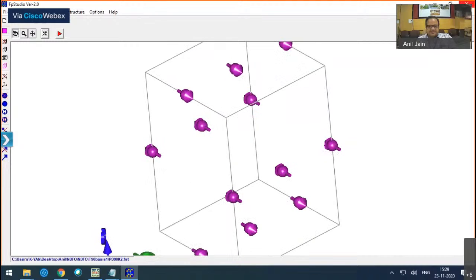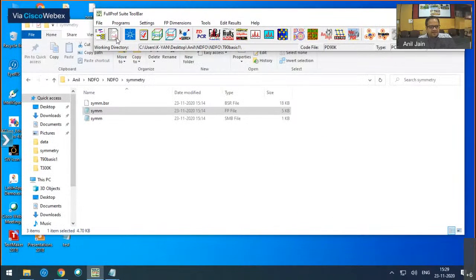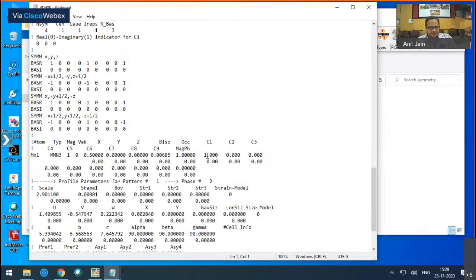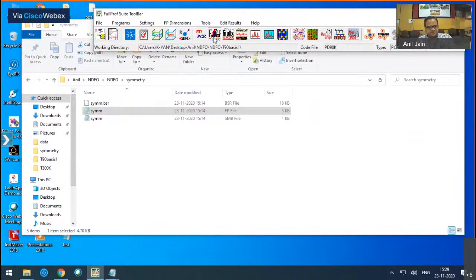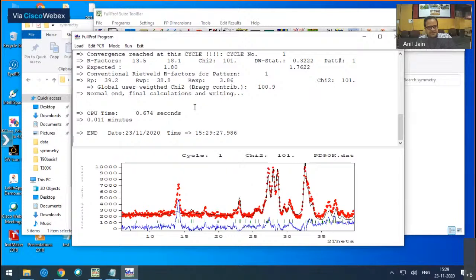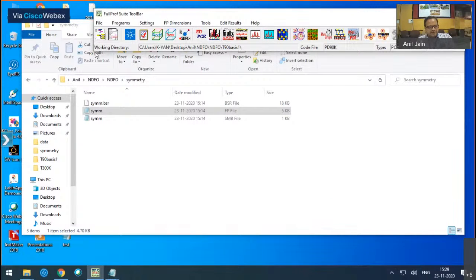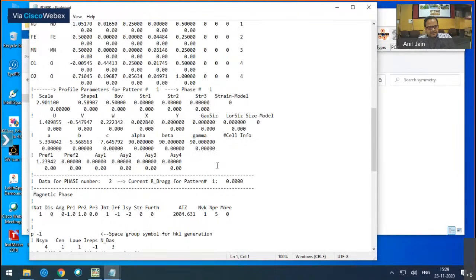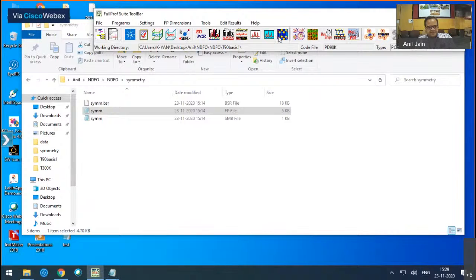Right? Let me just try to play with it more. What I can do is quickly show you that I make my C1 coefficient 0 and I make C2 now 1. Then let me see. I can now try to see the magnetic structure.